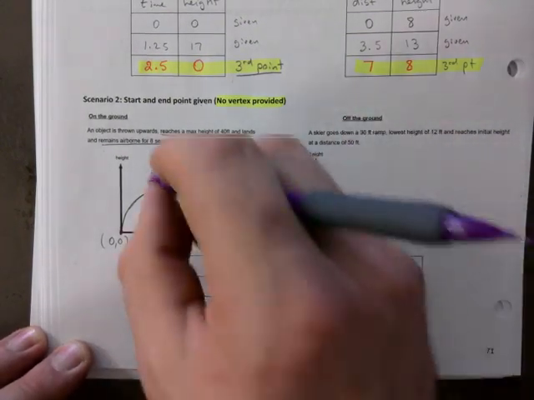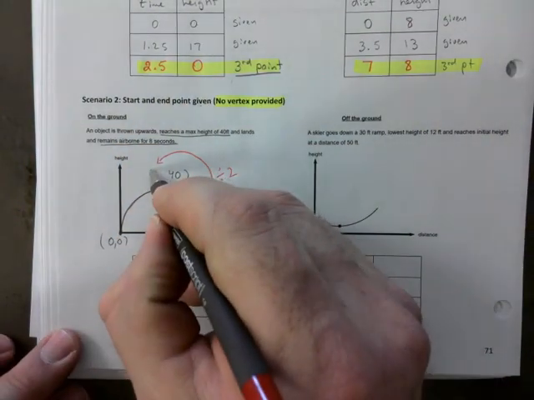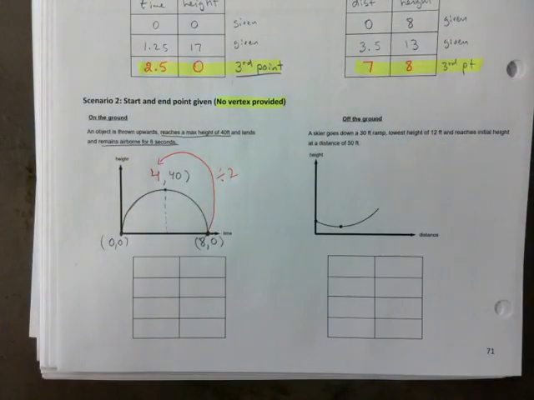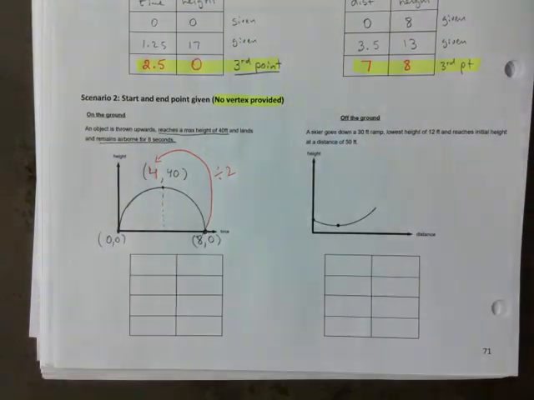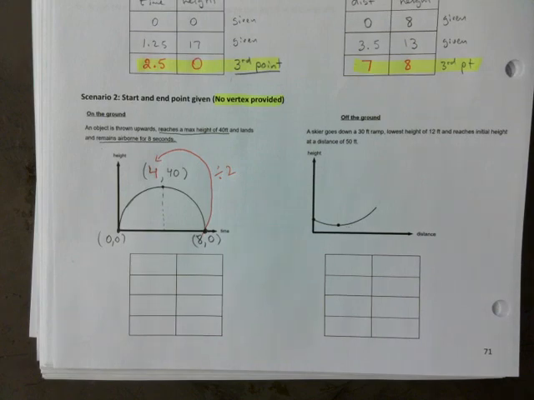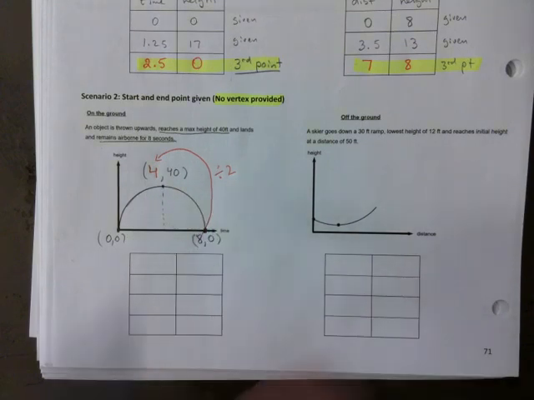Oh, I'm going to use red, right? Whatever you want. They're your notes, not my notes. Do whatever you want. Okay, 4, 40. So now you have the third point, which is the vertex. So they have to give you the y value for sure, for you to be able to do this, because you need to know what that maximum height is.